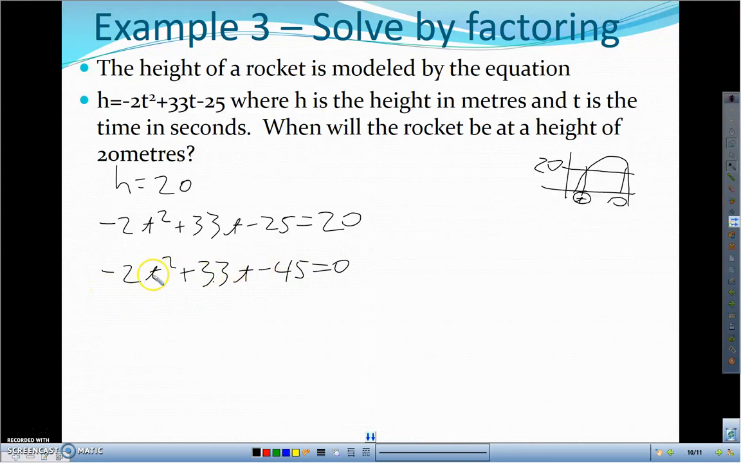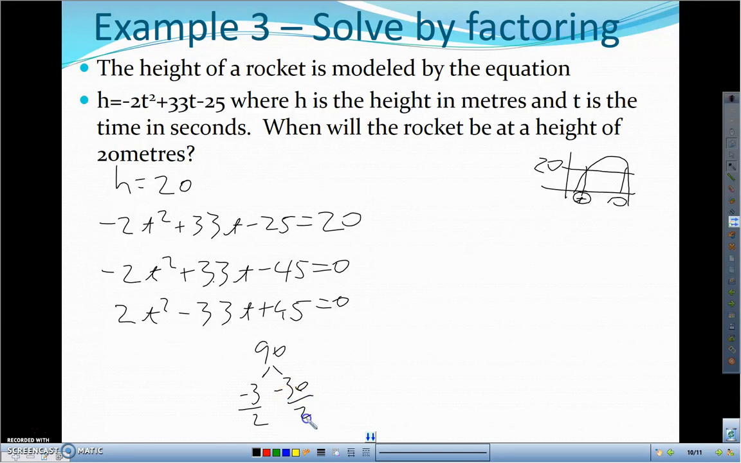We're going to get rid of this negative by multiplying both sides by negative, and we can do that because there's a 0 over here. 2t squared minus 33t plus 45 is equal to 0. Right now it would be nice if we could factor out the 2, but we can't, so we need two numbers which multiply to 90 and add to minus 33. Those numbers are 3 and 30, both negative.